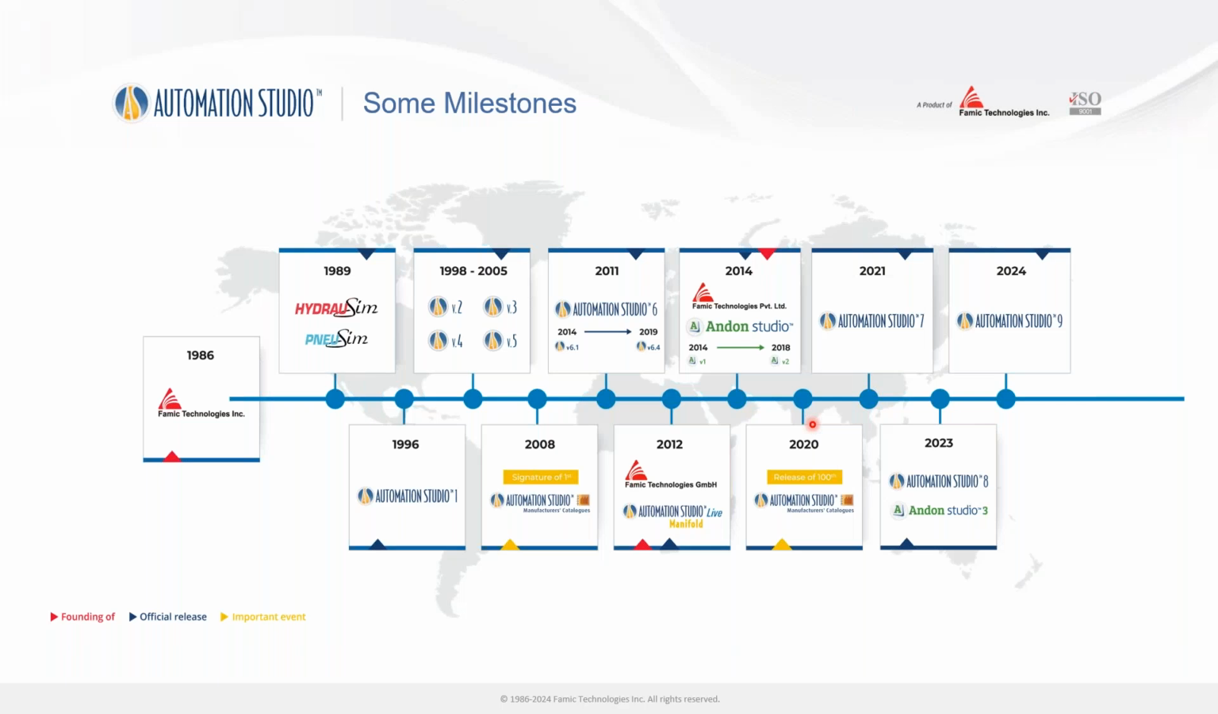So these are some of our milestones. We started in 1986, when we were known as HydroSim and NeoSim, which was the DOS version of our software. Later on, in 1996, we started with the Windows-based version, Automation Studio 1.0. From then till now, as per the customers' feedback and requirements, we are evolving ourselves, and currently we are working on Automation Studio 9.0 SR3, Service Release 3, and the third version of Andon Studio.